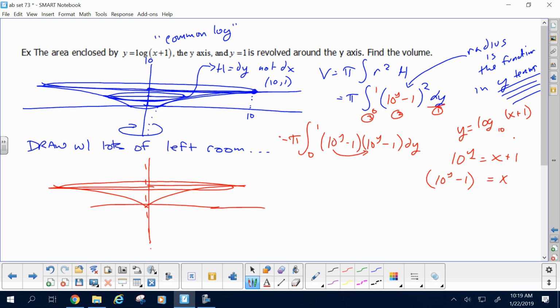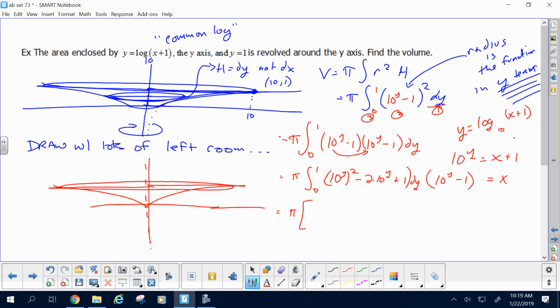What's 10 to the y times 10 to the y? If you say 100 to the y, I'm going to kill you. Okay? 10 to the y times 10 to the y is 10 to the 2y, and I'll deal with that in a second. All right? 10 to the y times negative 1 is negative 10 to the y, minus 10 to the y is minus 2 times 10 to the y, plus 1. Oui? All right? Let's do all of this piece by piece.